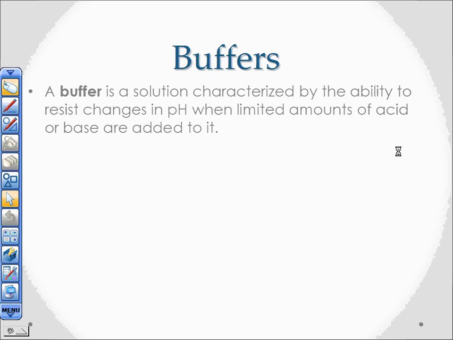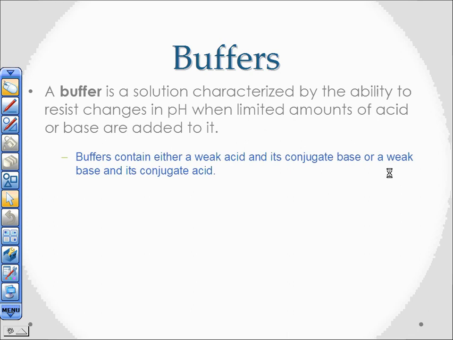A buffer is a solution that resists a change in pH. We have buffers in our body that help us maintain homeostasis. A buffer is made of either a weak acid and its conjugate base, so meaning its conjugate salt, or a weak base and its conjugate acid. That's how you're going to be able to tell. The one we just looked at, this acetic acid and sodium acetate, was a buffer solution because it had a weak acid and it had its conjugate base in solution together.